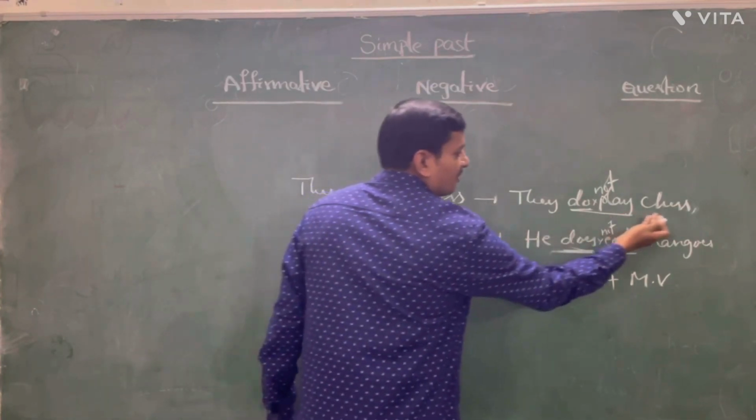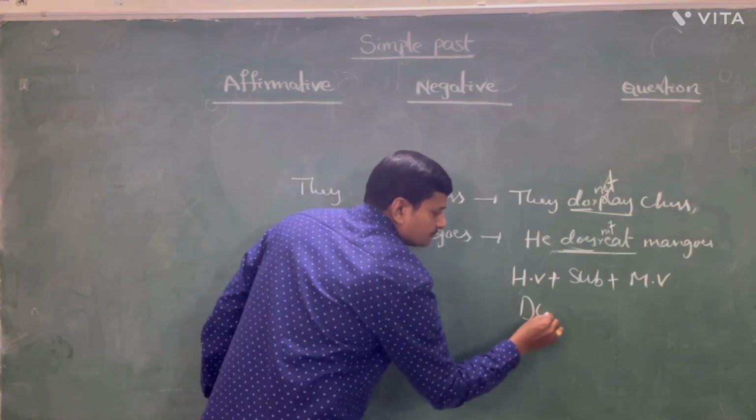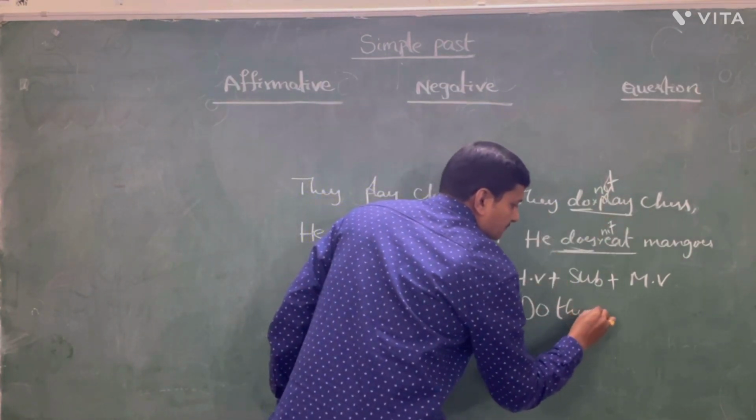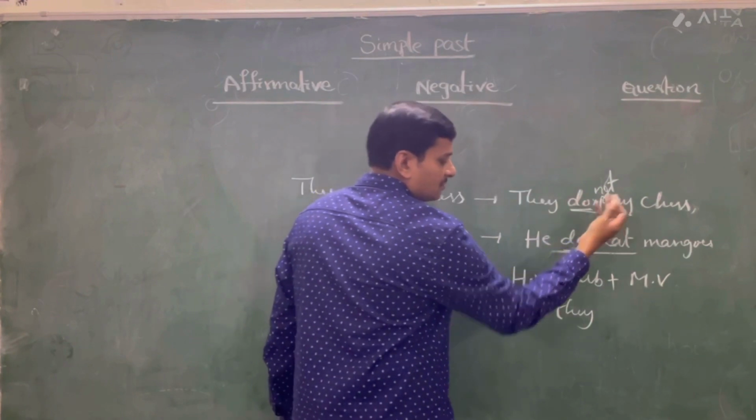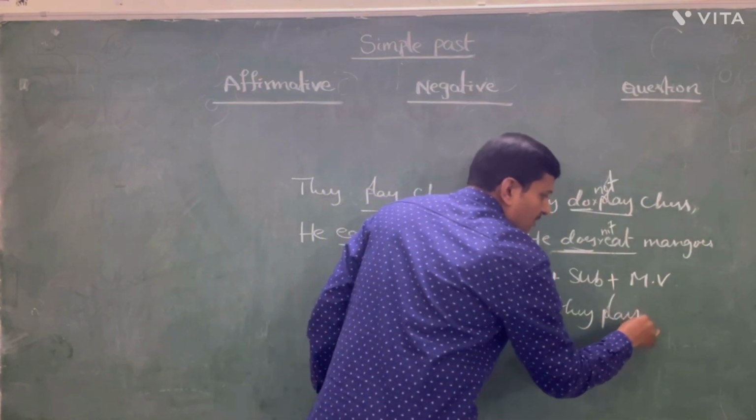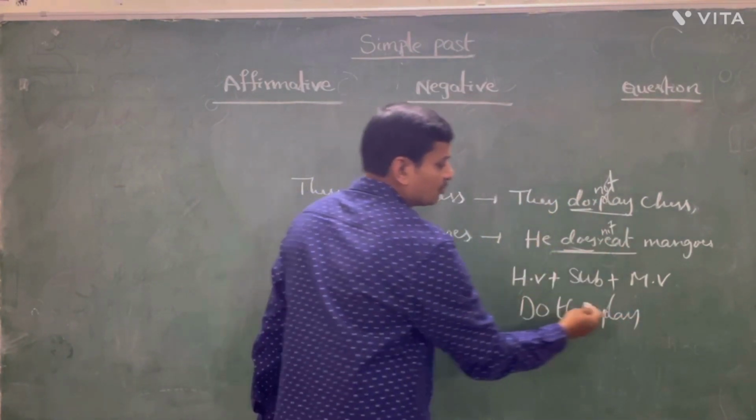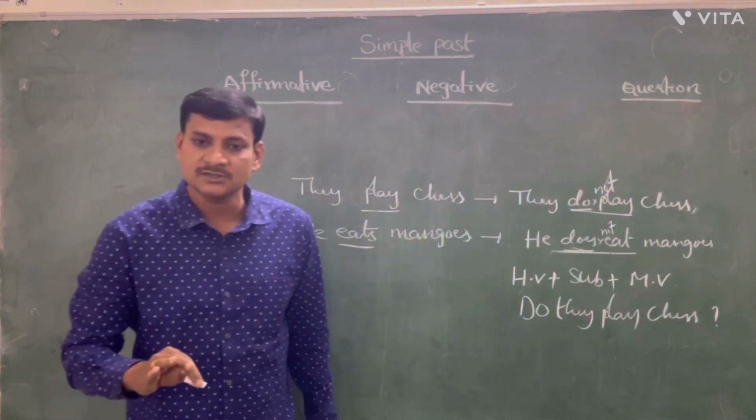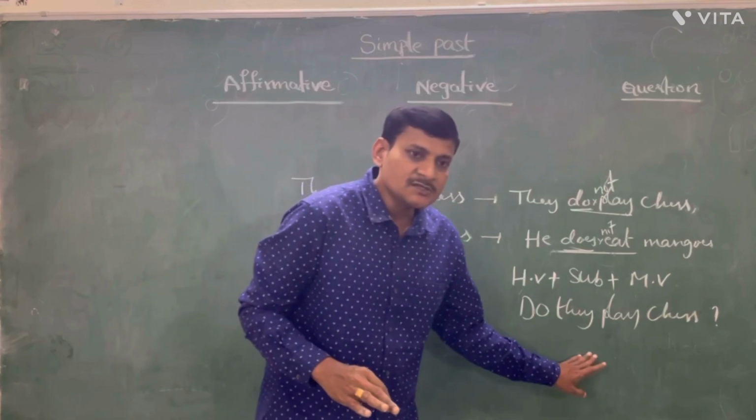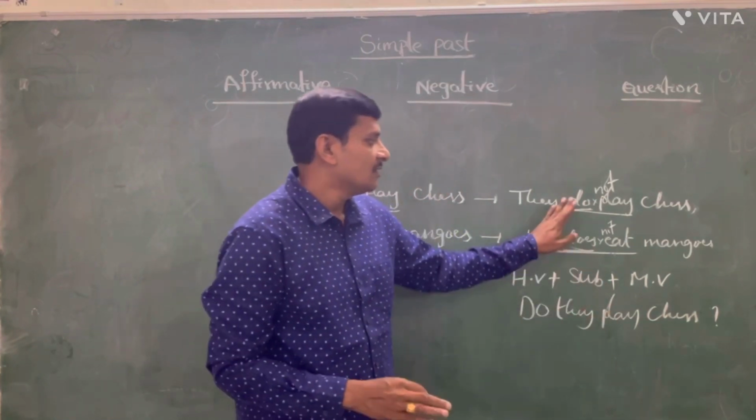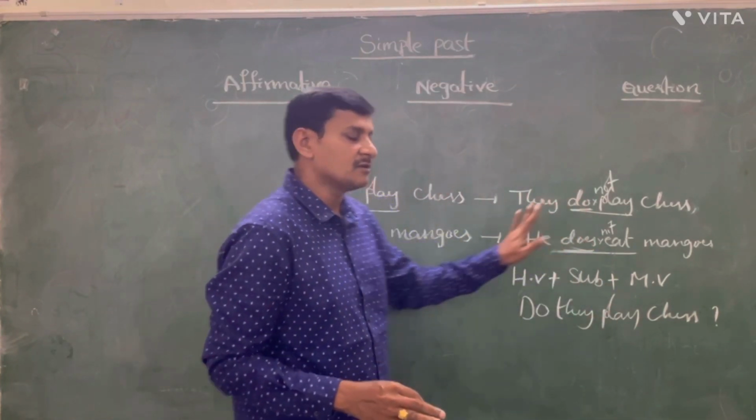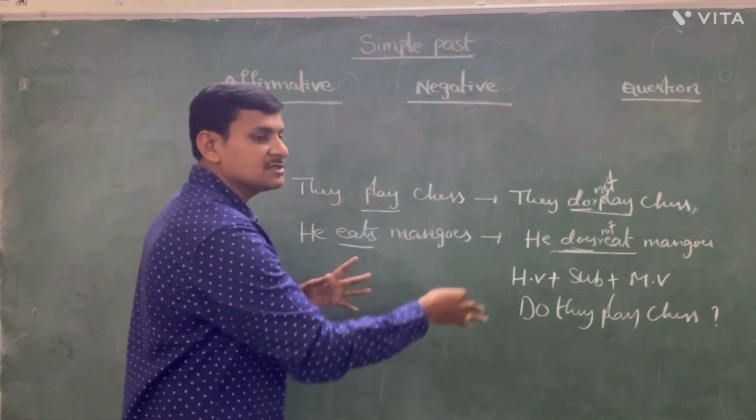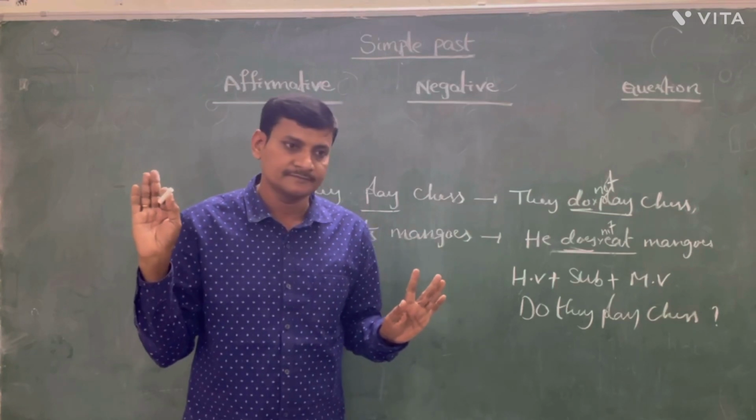Here, where is the helping verb? Do. Where is the subject? They. Main verb is play. Other words? Chess. Do they play chess? This is a question mark sentence in simple present. This is a negative sentence in simple present. This is an affirmative sentence in simple present.